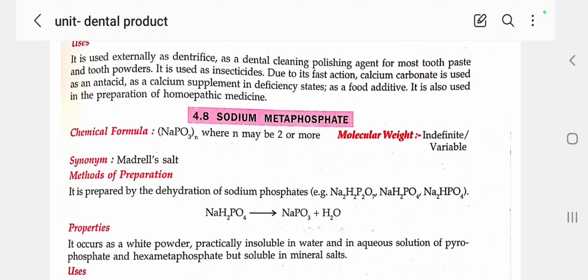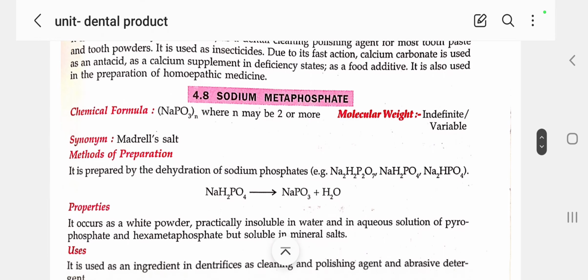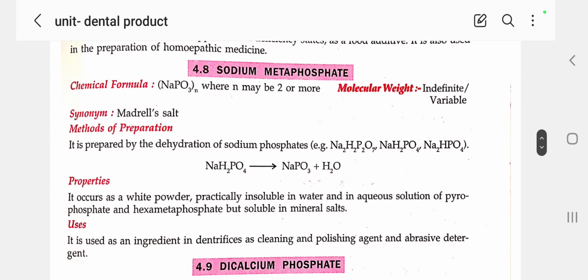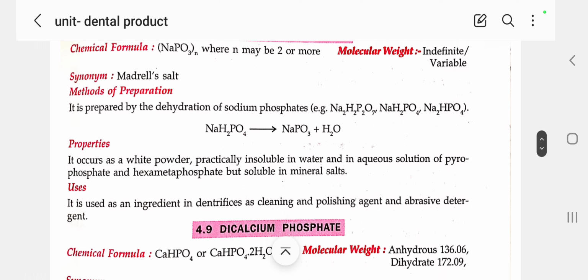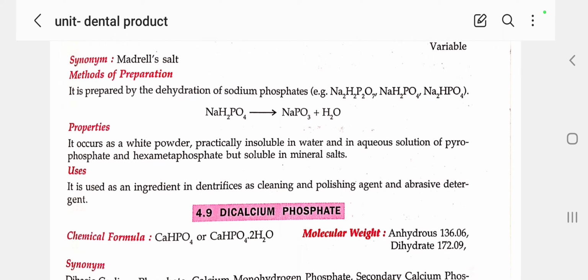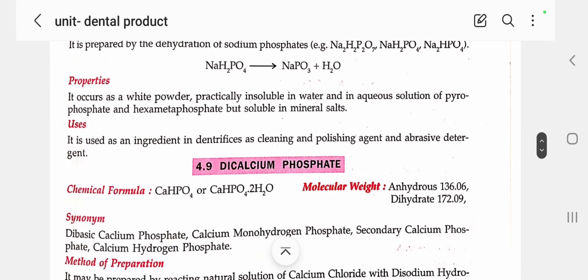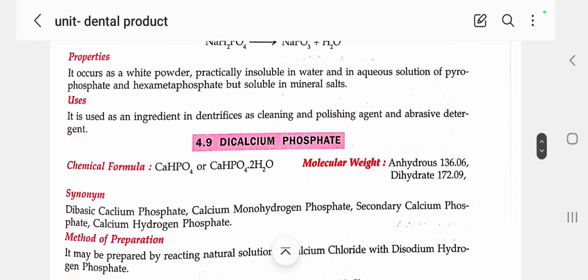Sodium metaphosphate, (NaPO3)n, where n may be two or more. Next, molecular weight: here they did not mention the molecular weight, and the synonym is Graham's salt. Method of preparation: dehydration of sodium phosphate. It is prepared by the dehydration of sodium phosphate, NaH2PO4, thereby forming sodium metaphosphate and removing water. It occurs as a white powder, practically insoluble in water and aqueous solutions of pyrophosphate and hexametaphosphate, but soluble in mineral salt solutions. It is used as an ingredient in dentifrices, as a cleaning and polishing agent, and as an abrasive detergent.